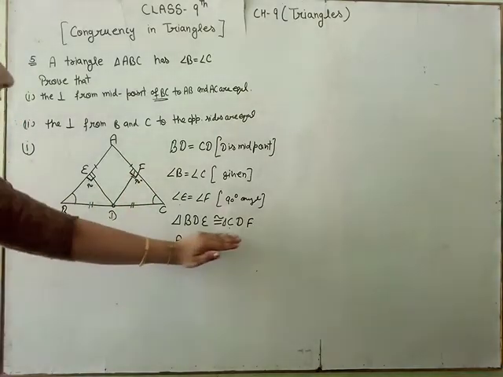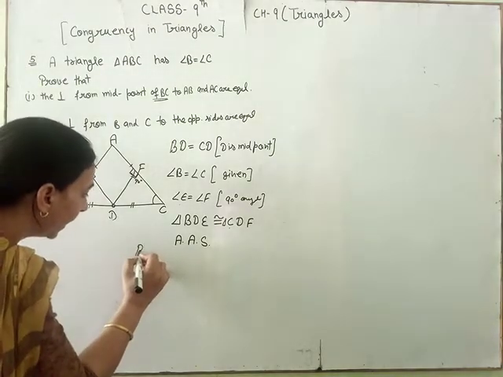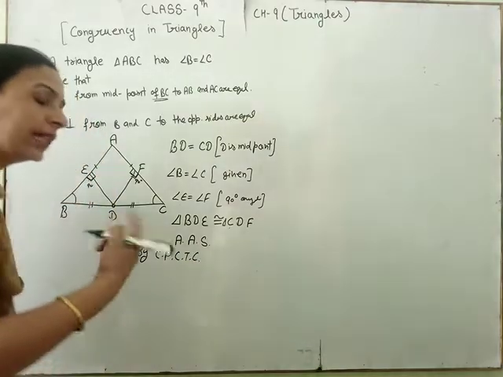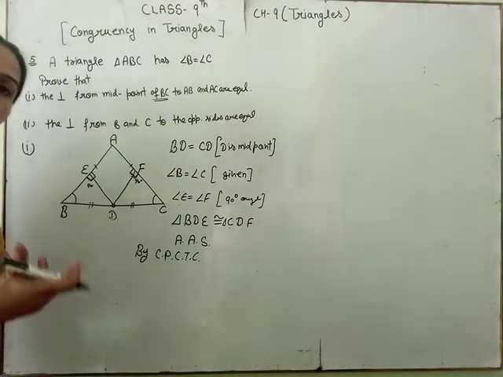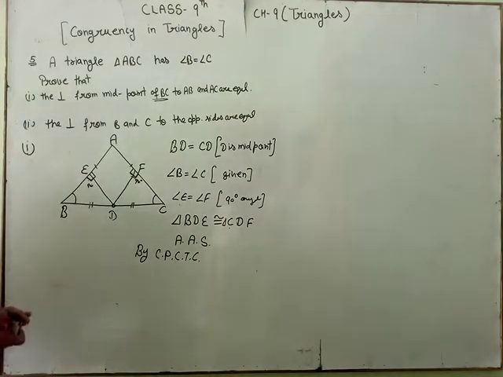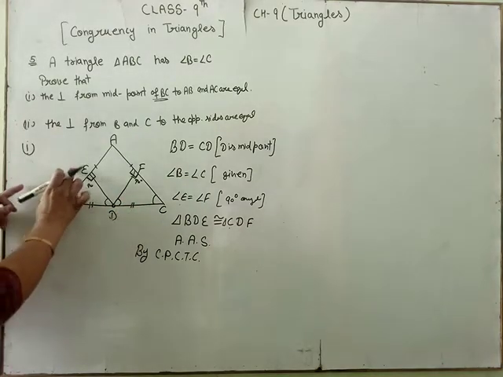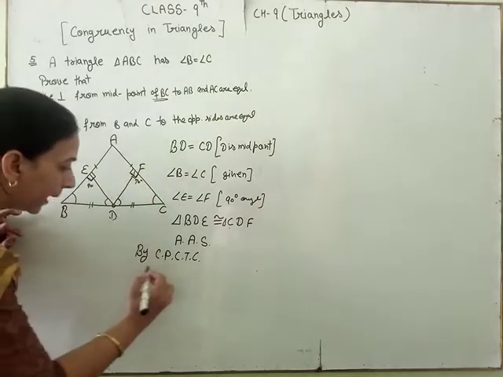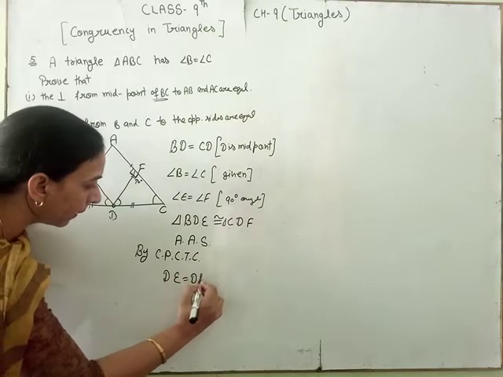If two triangles are congruent, then by CPCTC, the remaining angles and remaining sides are also equal. Then the remaining angle B is also equal to D. The remaining side is already given. The remaining side, this equal to this, and DE equal to DF. By CPCTC we write DE equal to DF.